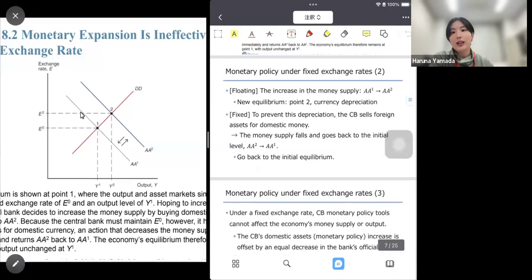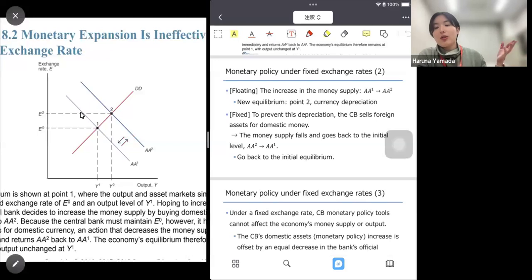Under the floating exchange rate system, the increase in the money supply causes a shift of the AA curve to the right, and the AA curve will be AA2 here. Then point 2 here is the new equilibrium. At point 2, the currency depreciates from E0 to E2. So this is the case of a floating exchange rate.